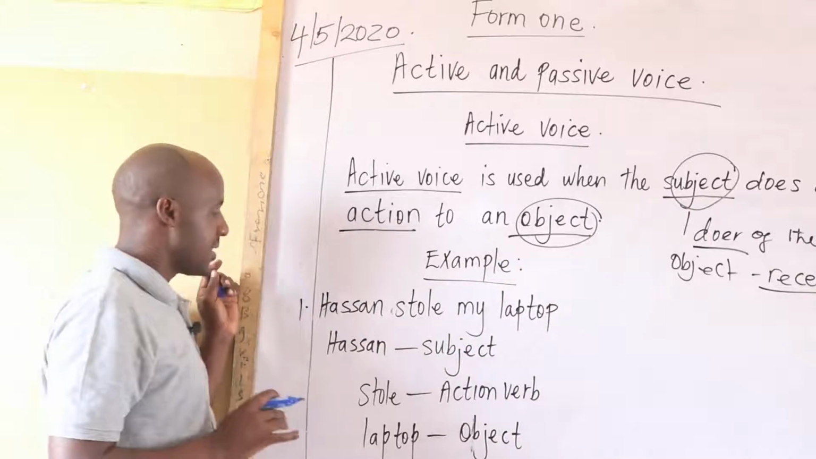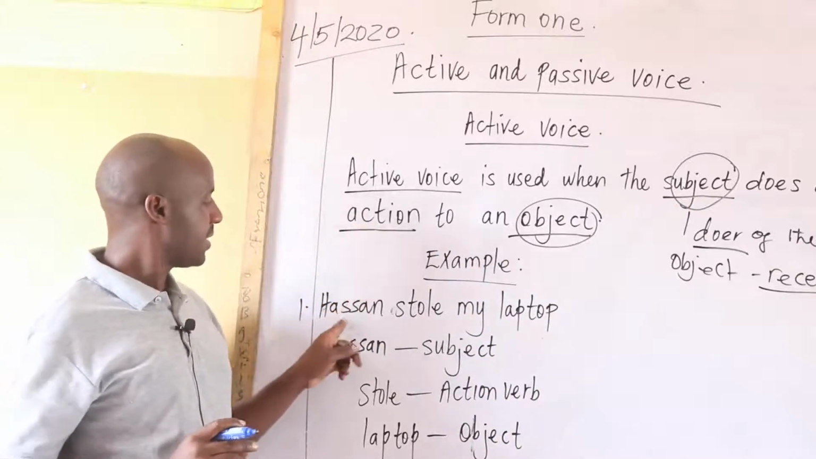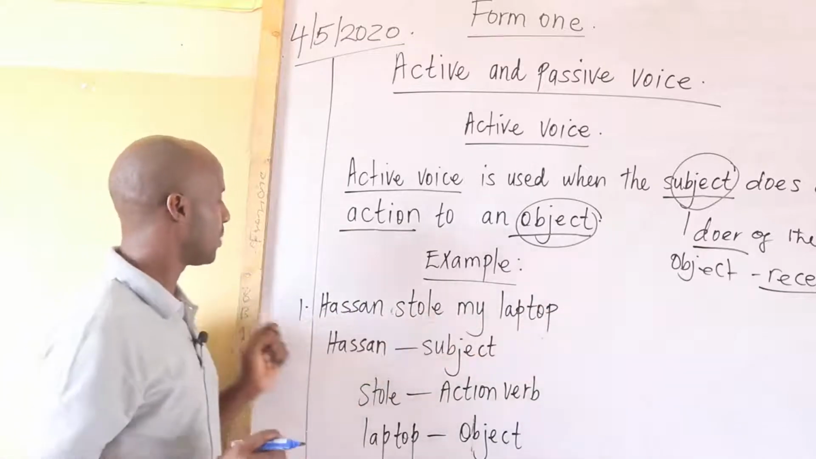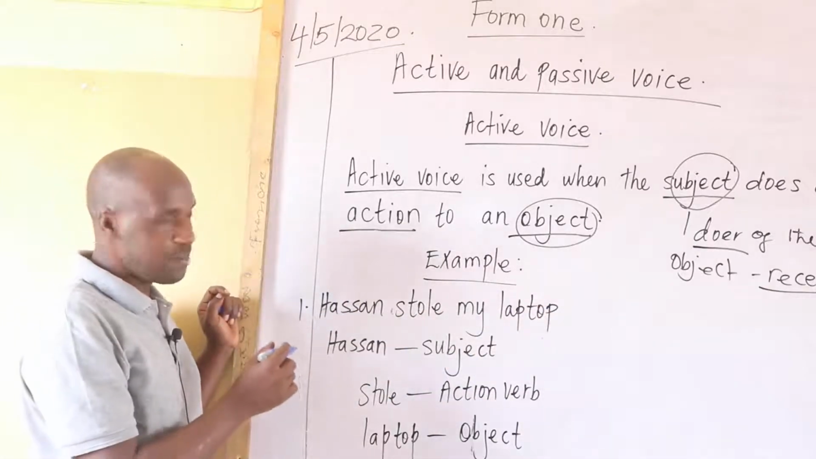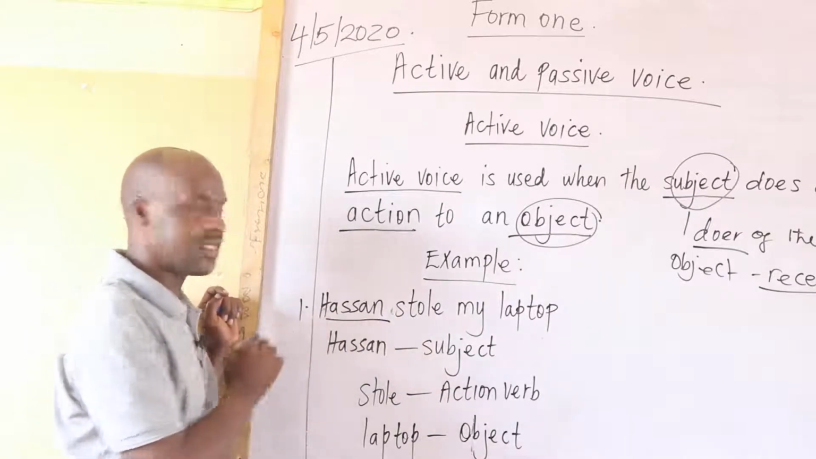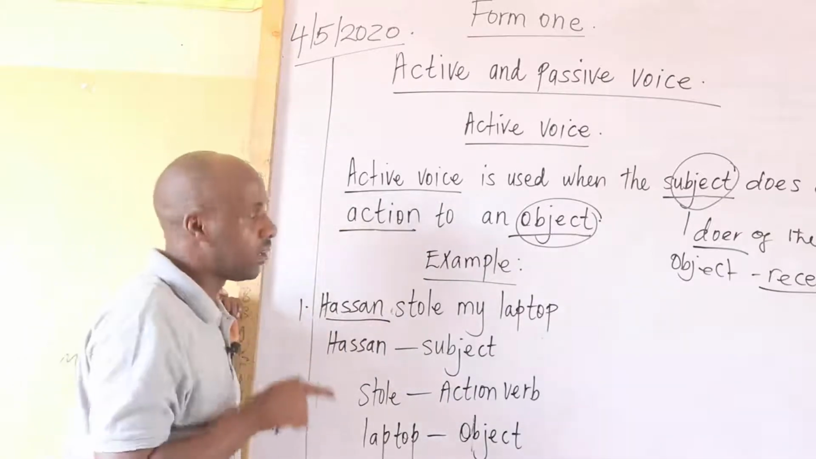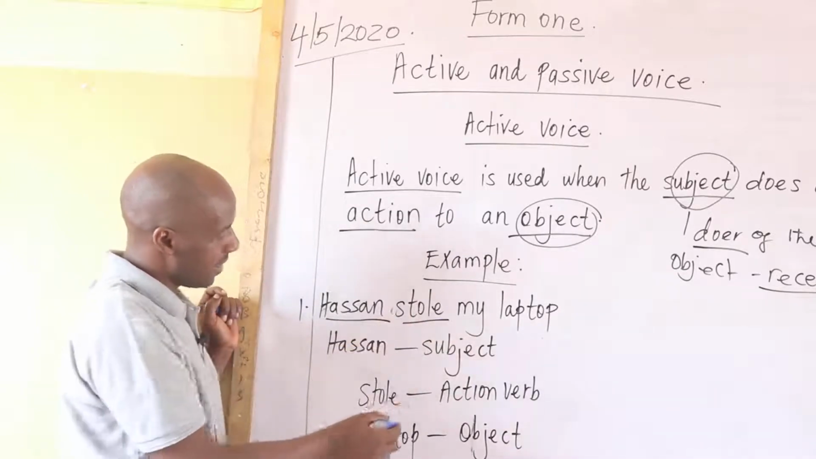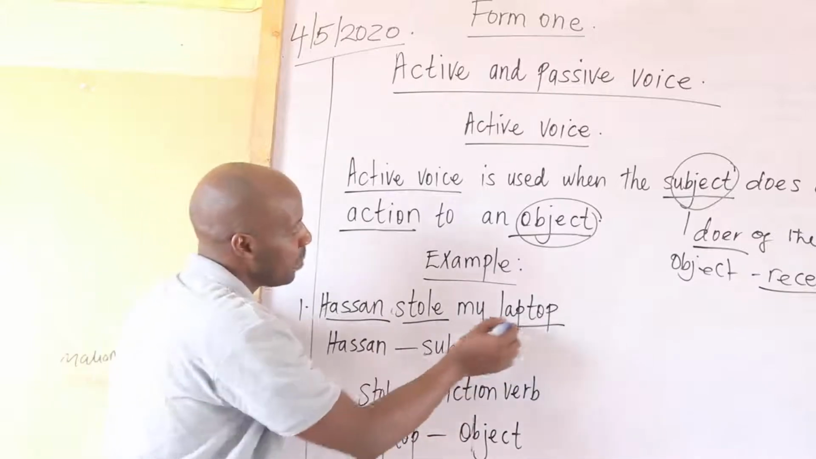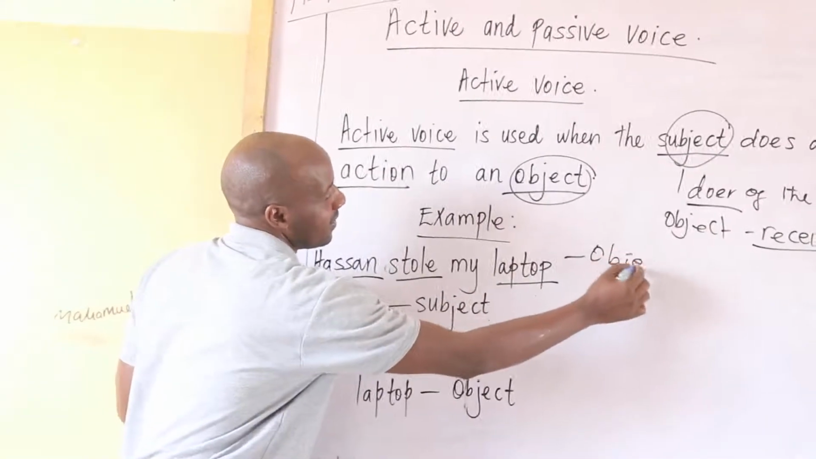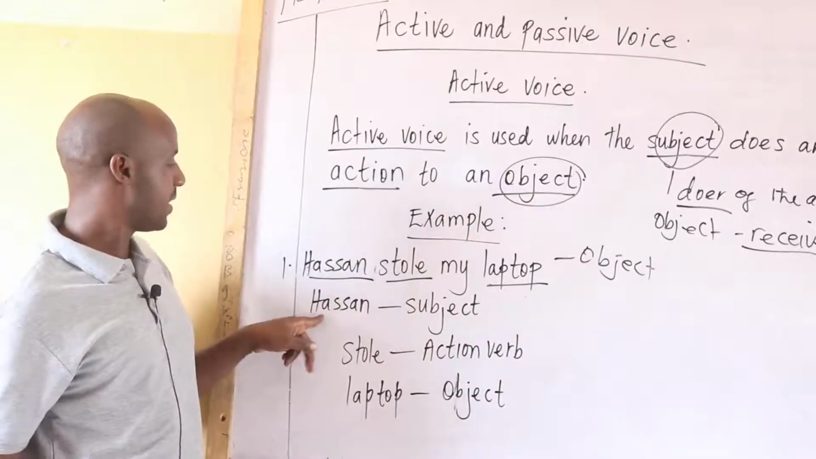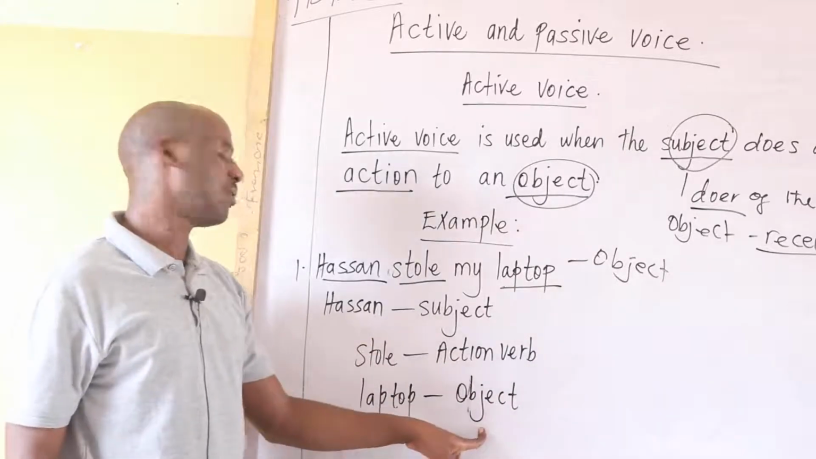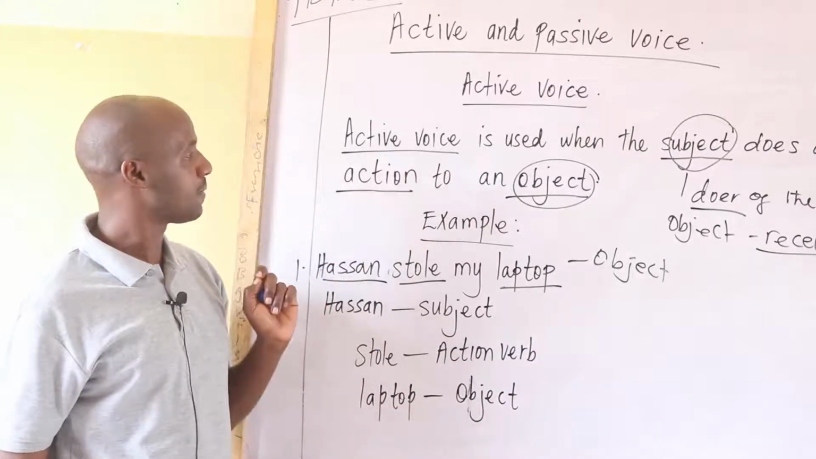Now let's have a look at this example. Hassan stole my laptop. The subject here is Hassan. He is the doer of the action. Stole, this is the verb, and laptop is the object. So Hassan is the subject, stole is the action verb, and laptop is the object.